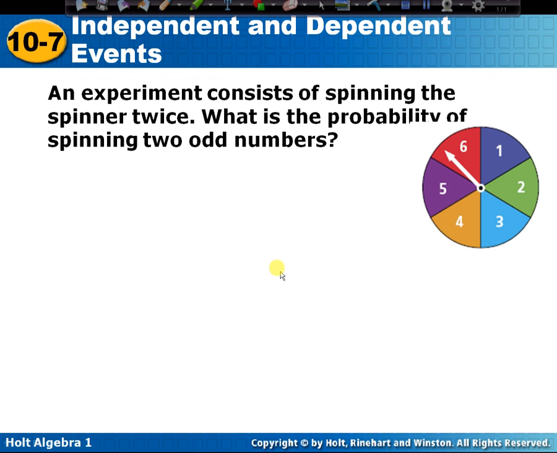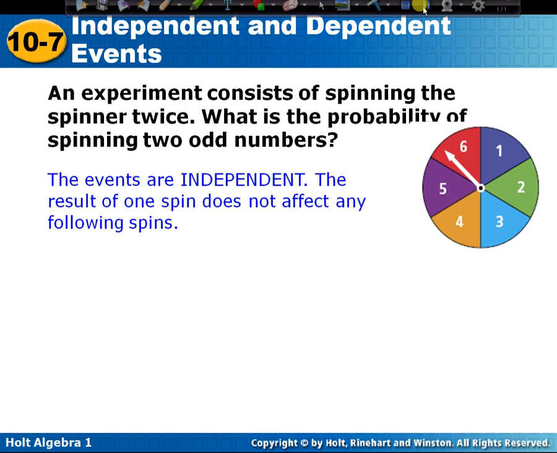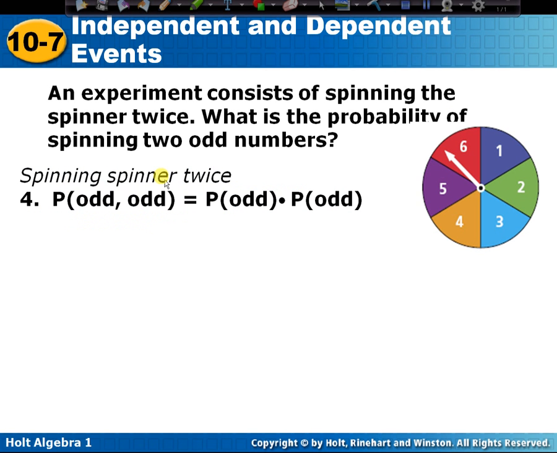All right. The last independent event we're going to look at is an experiment consisting of a spinner. We're spinning the spinner twice, and we want to know what the probability of spinning two odd numbers is. I want you to write down spinning spinner twice. And then you have here number 4, the probability, open parentheses, odd, comma, odd, close parentheses, equals P odd times P odd.